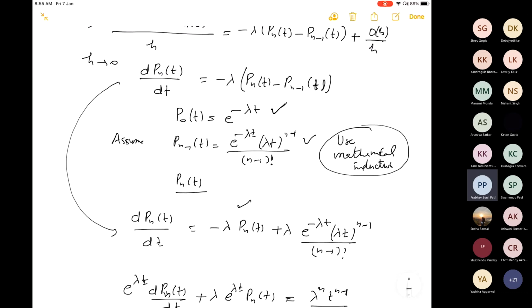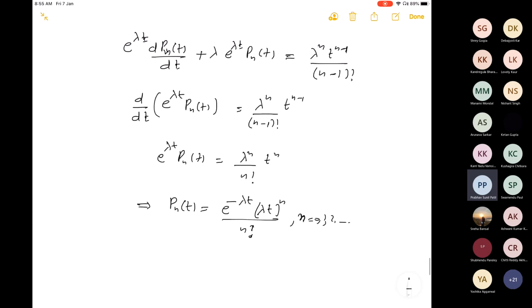No, sir, we only know P0 T is e raised to minus lambda t. Yeah, that we are assuming. So using mathematical induction, we assume for some quantity and we have to show it. We first of all know this thing. After that, we assume for Pn minus 1, for a particular quantity we assume. And for Pn T, if we show that thing, then we are done. Using mathematical induction, that is basically proved.